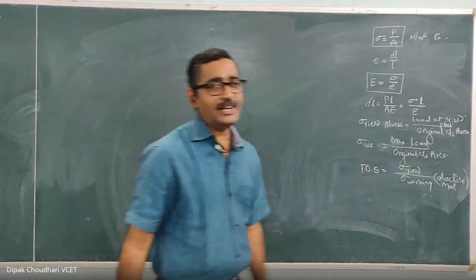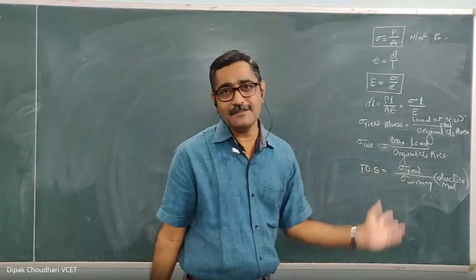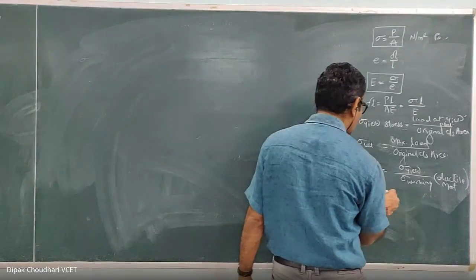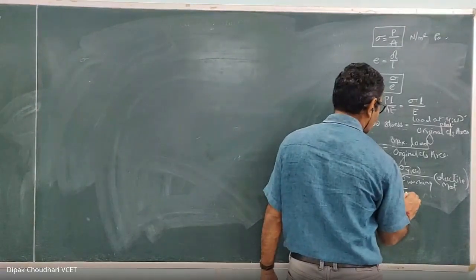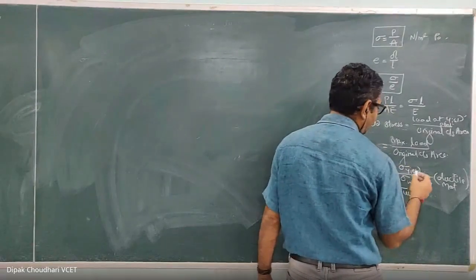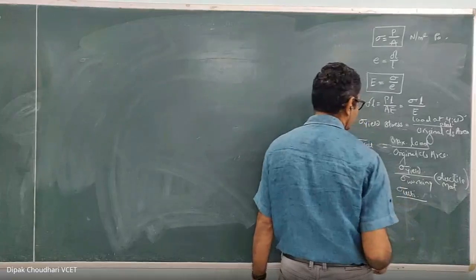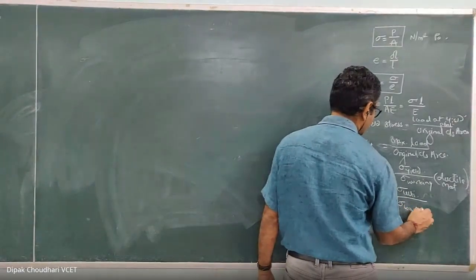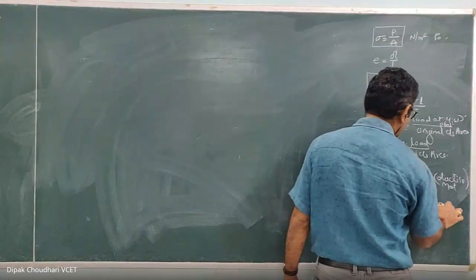Okay, because for a ductile material, when the yielding starts, we can say that it is a failure of the material. Then for the brittle material, we write the factor of safety at the ultimate stress, because in a brittle material there is no well-defined yield point. That's why we consider the ultimate stress. So, ultimate stress upon working stress. This is for the brittle material.